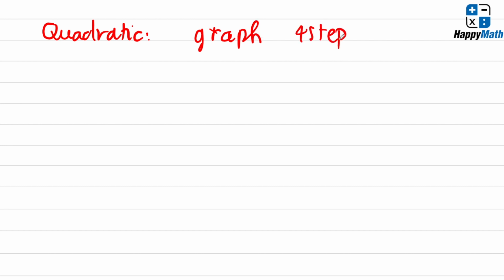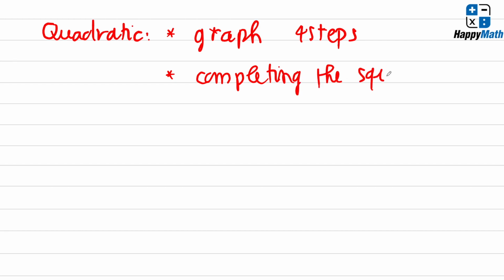In this video I want to tell you about the relationship between the parabola and completing the square of the quadratic equation. In the last video you already learned how to graph a quadratic equation. You have a graph and you have 4 steps for graphing one parabola. And you know about the completing the square form. The completing the square form looks like this.